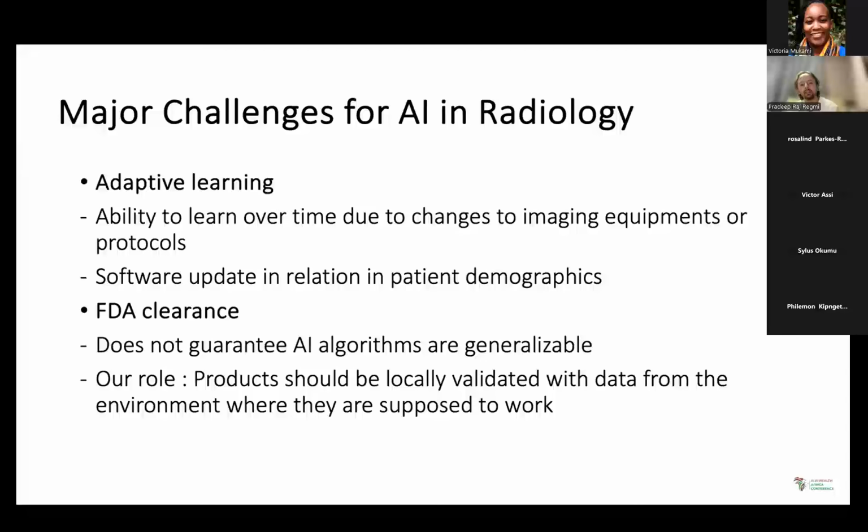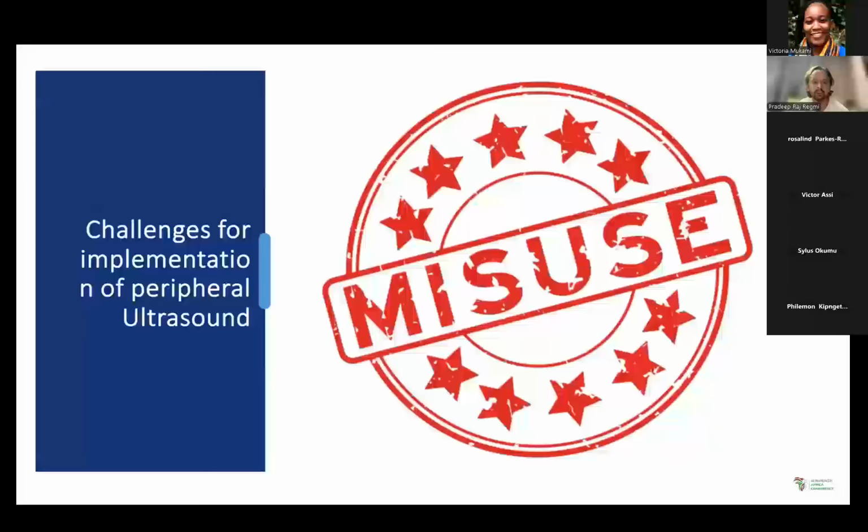Other challenges can be adaptive learning, because there must be an ability to learn over time. So it must be fine-tuned over time to changes in imaging equipment or protocols and software updates as well. And FDA clearance does not guarantee AI algorithms are generalizable. So our role should be that products should be locally validated with data from the environment where they are supposed to work. So these are the challenges.